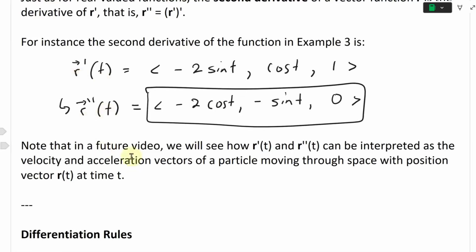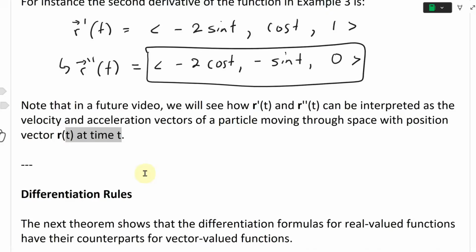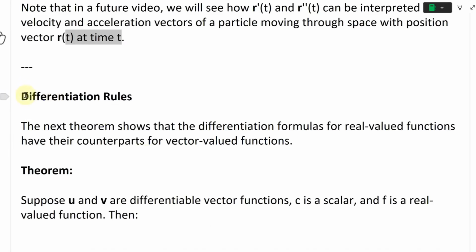Now note that in a future video, we will see how the r prime of t and r double prime of t can be interpreted as the velocity and acceleration vectors of a particle moving through space with position vector r of t at time t. So stay tuned for those videos. And now go to the next section, differentiation rules.